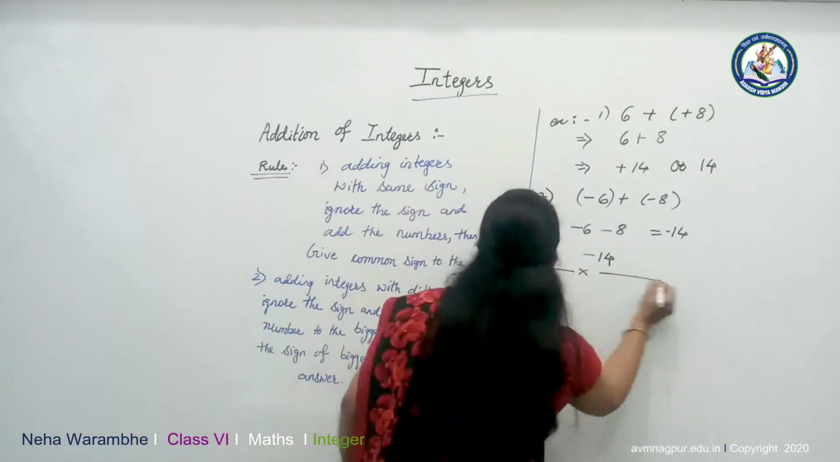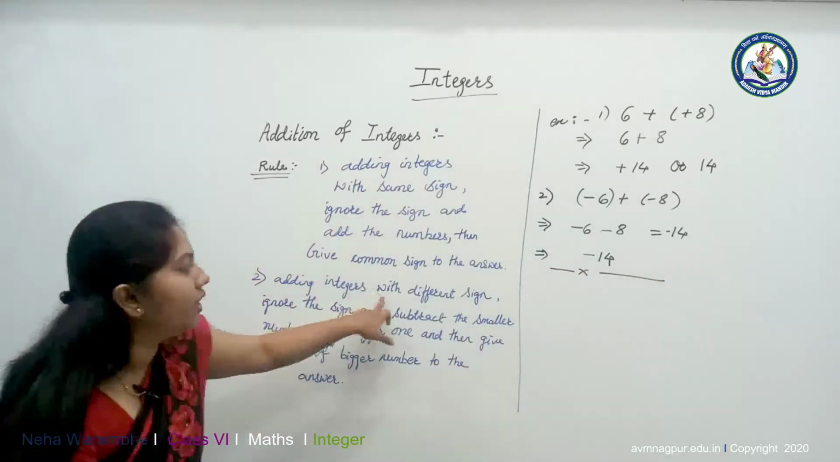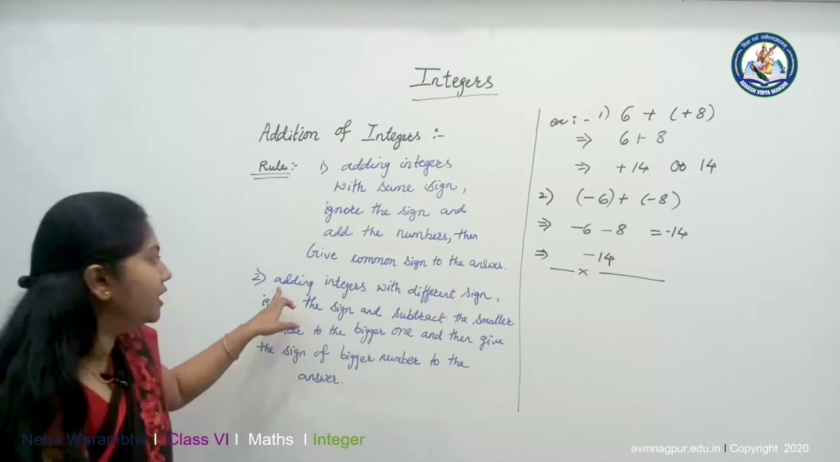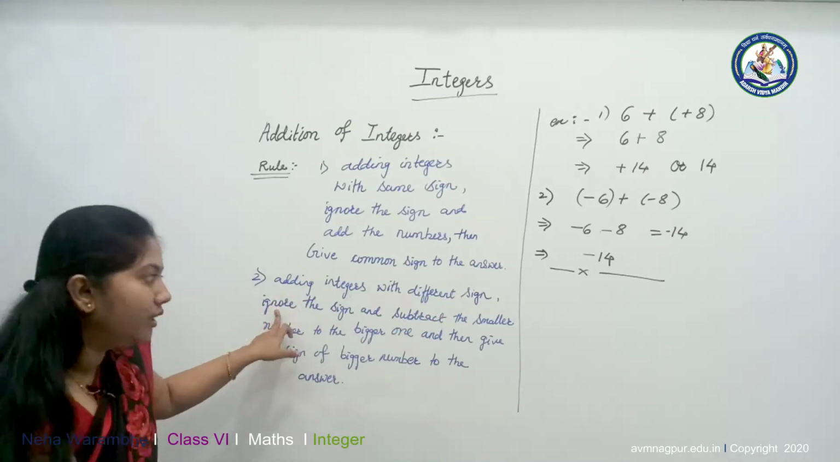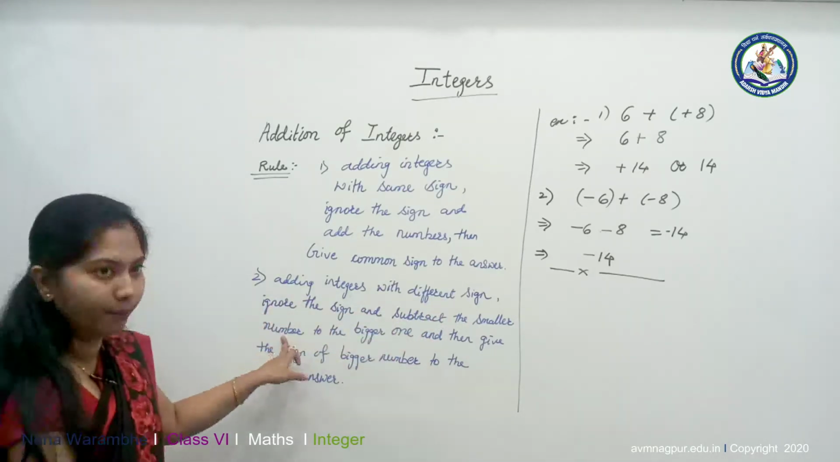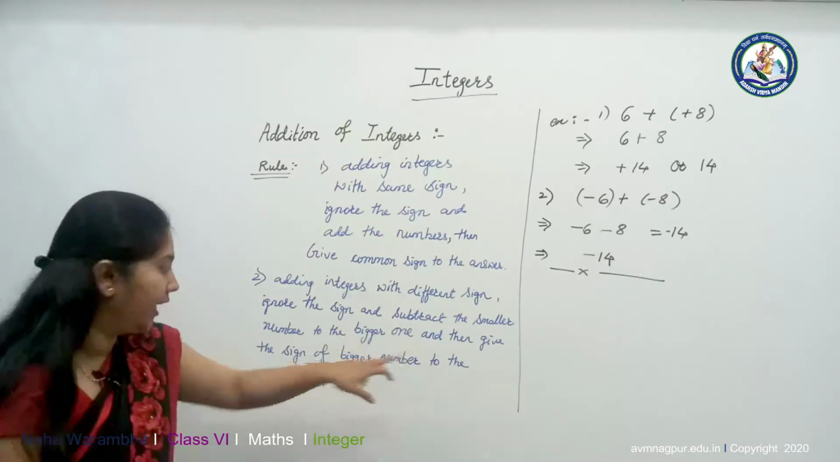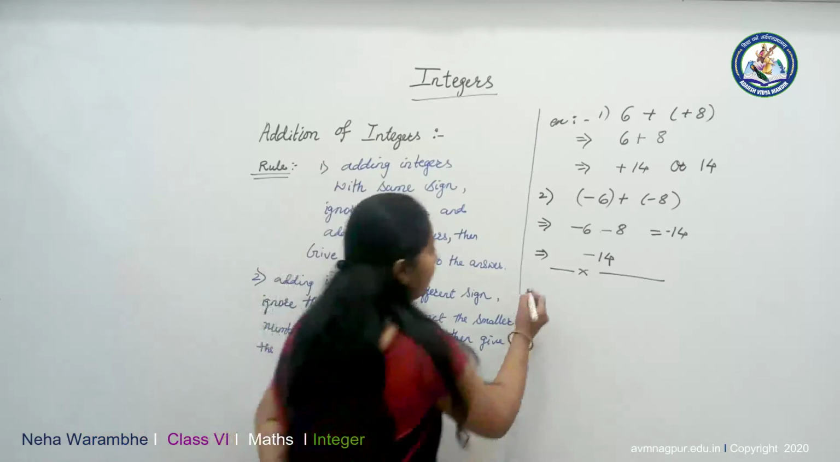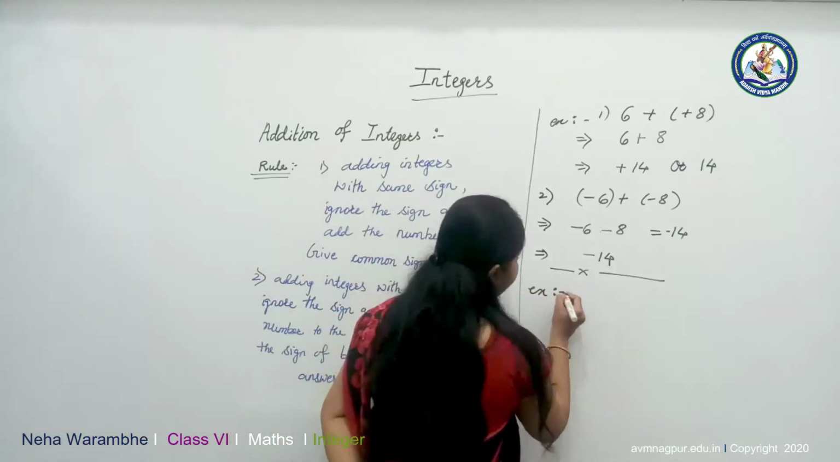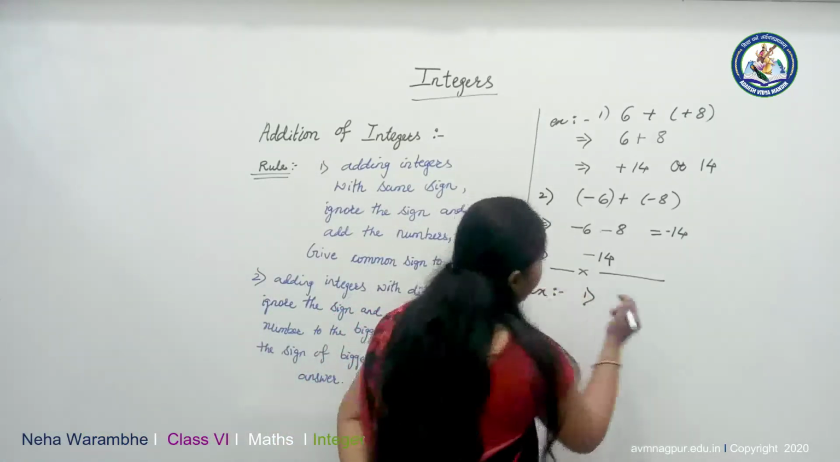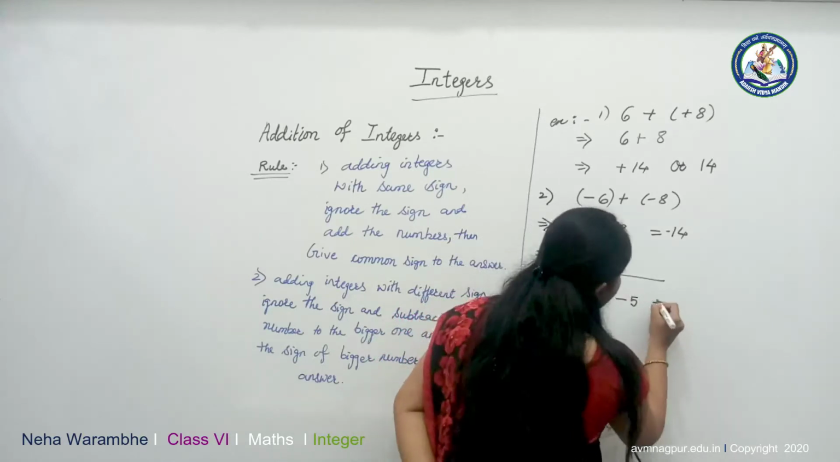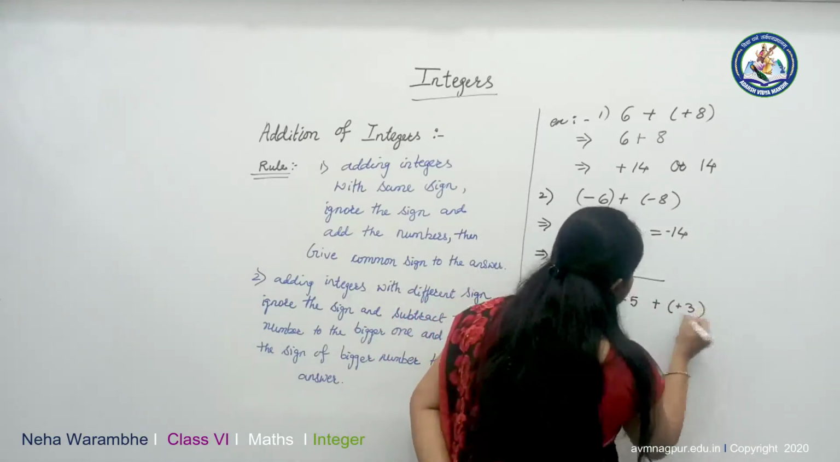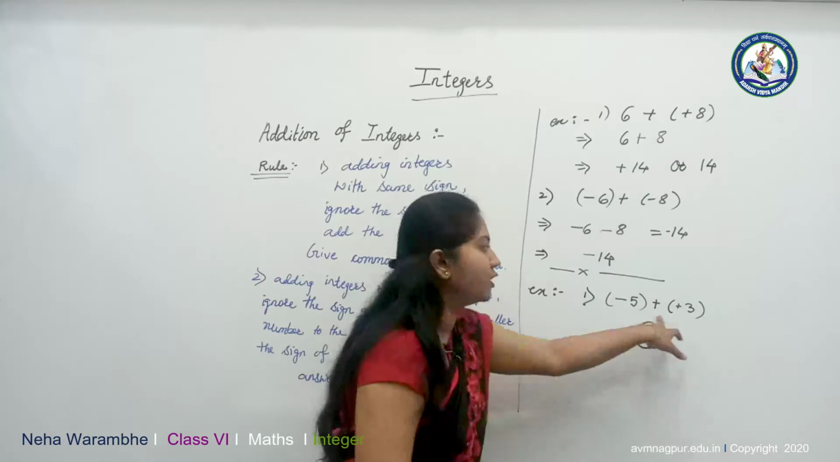Next, second, is adding integers with the different sign. Ignore the sign and subtract the smaller number from the bigger one and then give the sign of the bigger number to the answer. Let's take an example. Suppose minus 5 plus of plus 3.